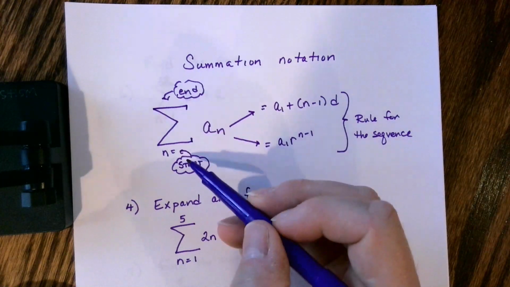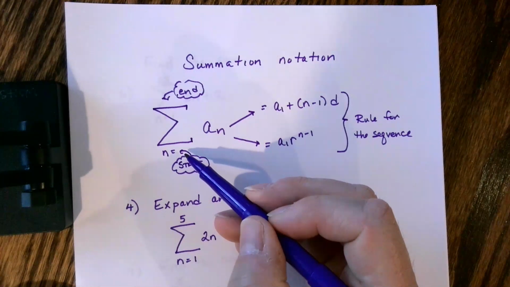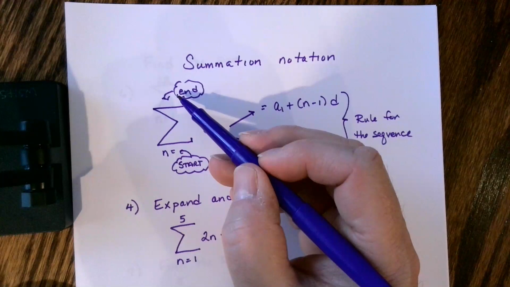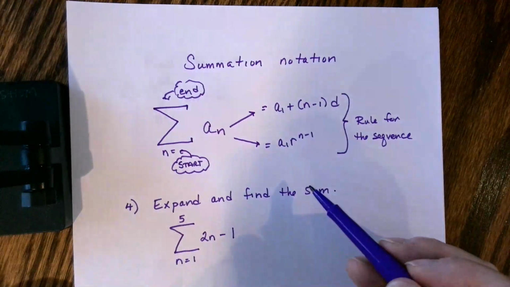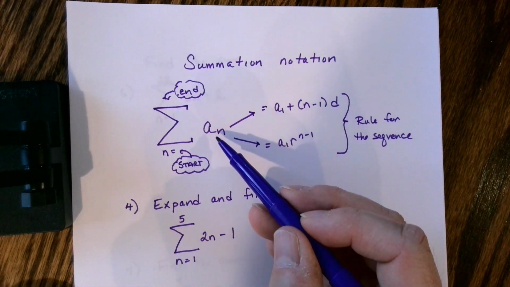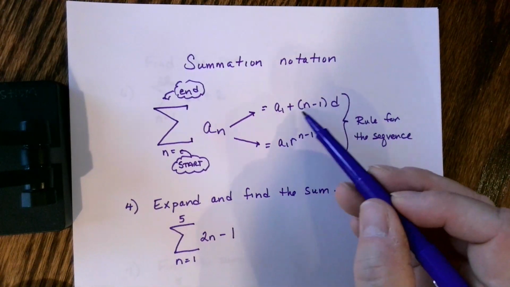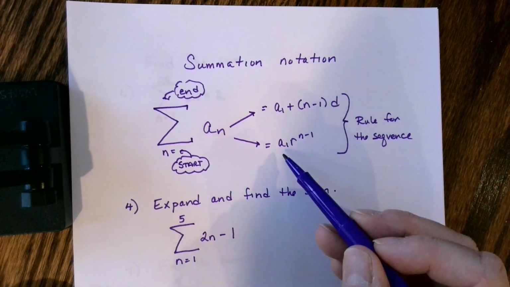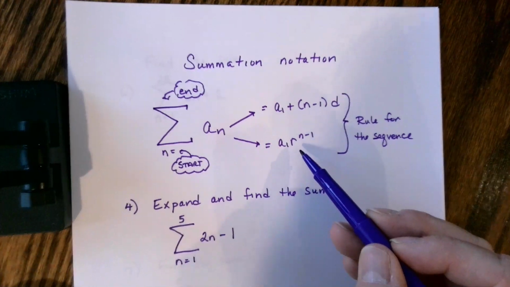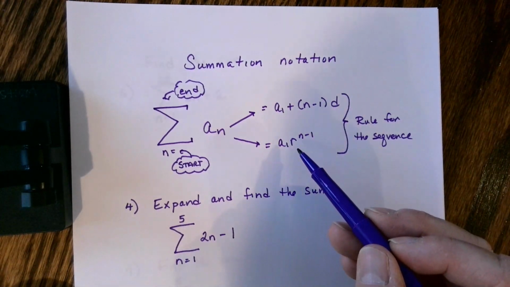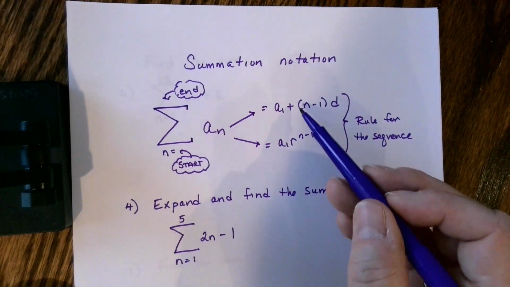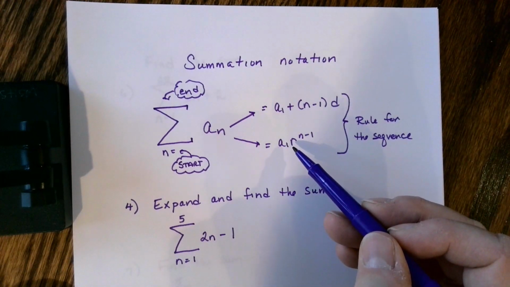So the bottom tells us where to start, like n equals 1. The top tells us where to end. We want to find the first 5 or 6 terms. Now, the rule that you see stated here would come from either an arithmetic sequence, which is here's our formula for that, or a geometric sequence. And we've already practiced how to write the rule for an arithmetic or geometric sequence.